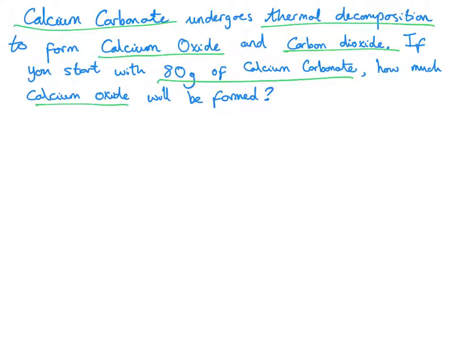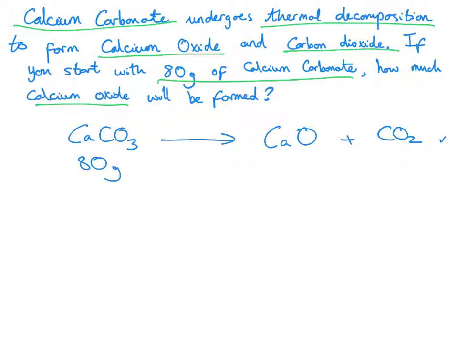The first step with anything like this is to turn it into an equation that you can work with. So calcium carbonate is this, and it undergoes thermal decomposition. Decomposition means it breaks up to form calcium oxide and carbon dioxide. Quick check, is that balanced? Yep, so I'm happy with that. Now I've got 80 grams of this, and the question asked me to say how much of this do you make. So from here, now try it yourself, pause it, and then look at the example.